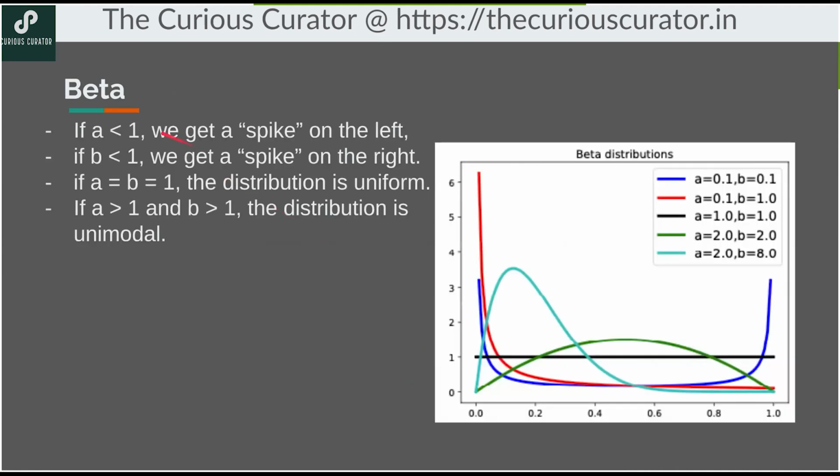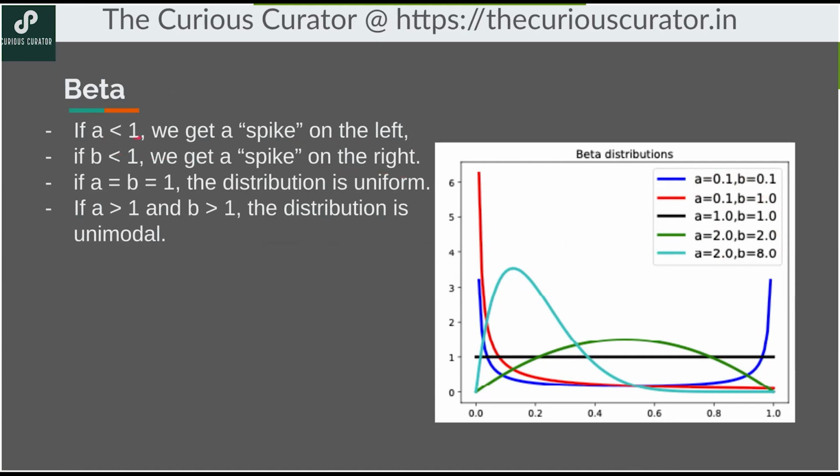Okay. So now about parameters A and B, right? How it behaves, first thing is when A is less than 1, you'll get a spike on the left side. So if you look at the spikes, there are two spikes. One is a red one and one is a blue one. Red and blue, first two. So for both of them, A is less than 1, but in one case B is less than 1, another case B is equal to 1. And in both the cases, you have a spike on the left side. But in case of B equal to 1, you don't have a spike on the right side.